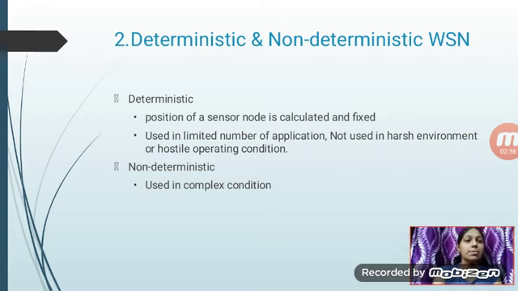The next is deterministic and non-deterministic. In a deterministic network, the positions of the sensor nodes are calculated and fixed, so it is used in a limited number of applications, and it is not used in harsh environments. And the next is non-deterministic, which means that the positions of the sensor nodes are not fixed, and that's why it is used in complex conditions.